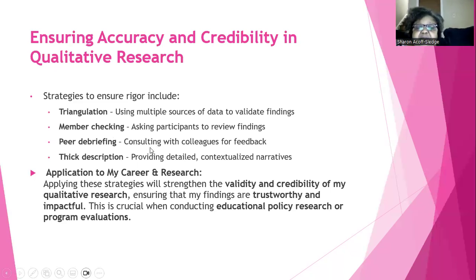You can do this by triangulation, using multiple sources of data to validate your findings, asking participants to review your findings, debriefing with your colleagues and getting feedback from your colleagues, and then by providing detailed, contextualized narratives.